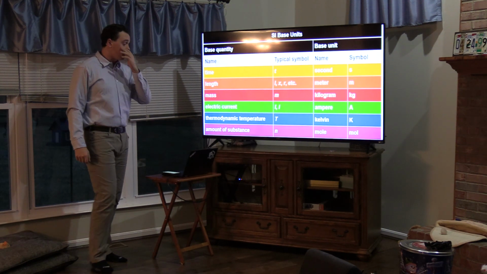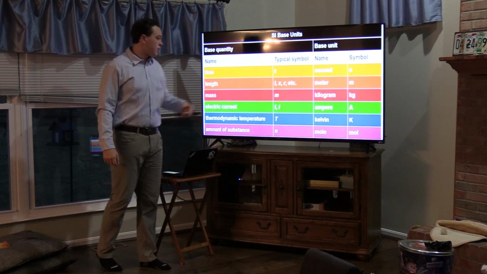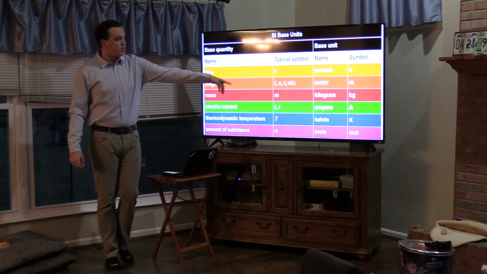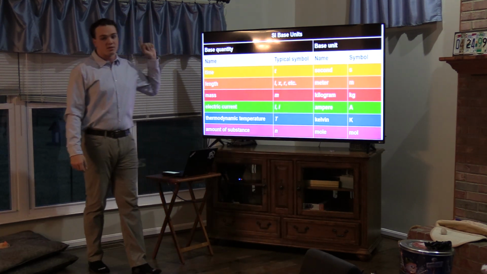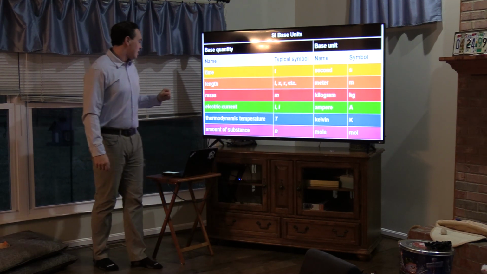Electrical current is measured in amperes. Most of these have really simple symbols, except when you're talking about current. Current is I, but then the symbol for ampere is an A. So when you take physics in high school, that's going to confuse the heck out of you, because it confuses the heck out of me.